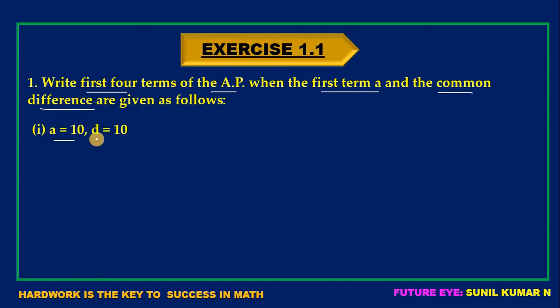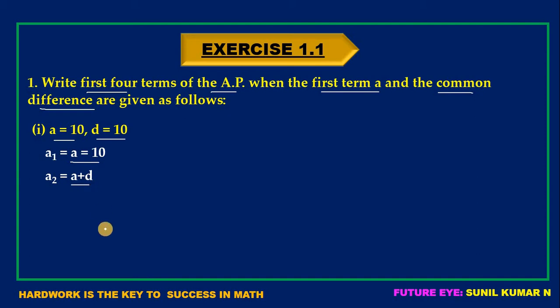A equals 10, D equals 10. Here the first term is 10, hence A1 equals 10. A1 is nothing but A only. And A2 we can write as A plus D. You may ask how we are writing A2 as A plus D. This we have written with the help of the general term that we learnt in our earlier video. If you have not watched that video, kindly watch it and come back here.